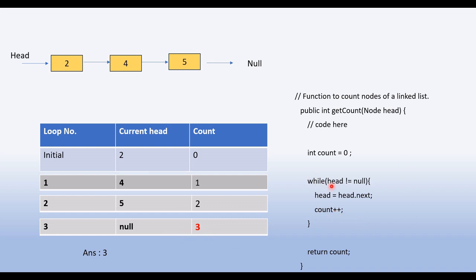Once this is done, it goes back and checks if head is null or not, and yes, it will figure out that head is null. So it will come out of the loop and it will return the count variable. So thereby we find the total number of nodes present in the given linked list.